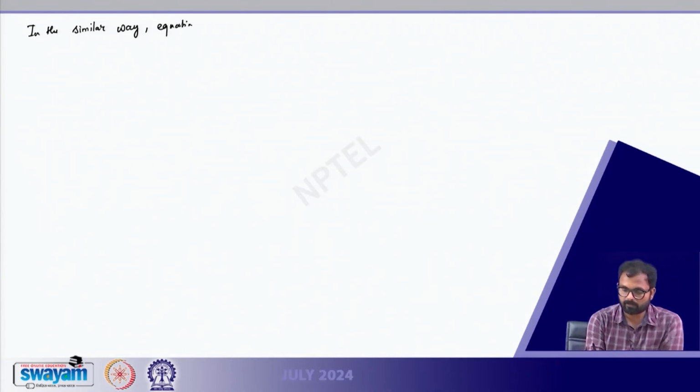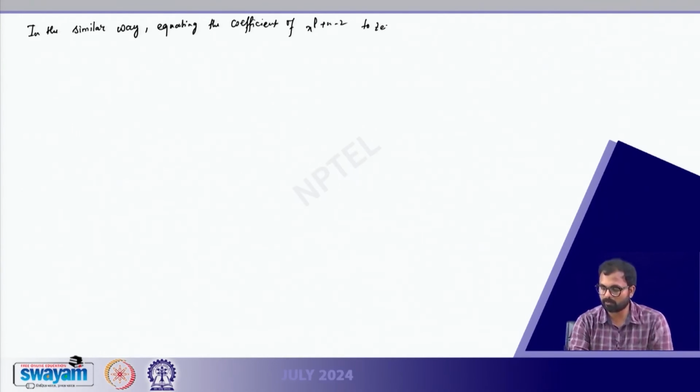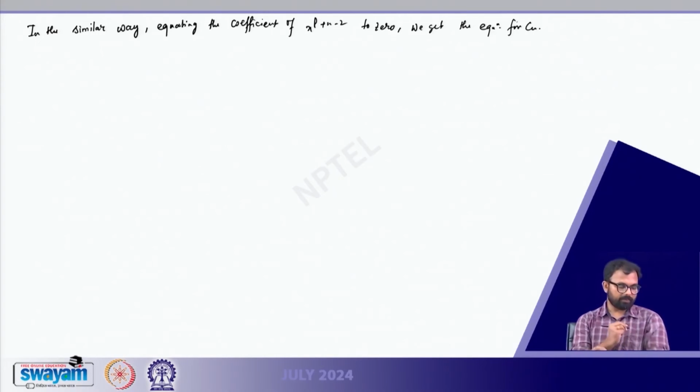So, in this case, in a similar way, equating the coefficient of x to the power rho plus n minus 2 to 0, we get the equation for Cn.